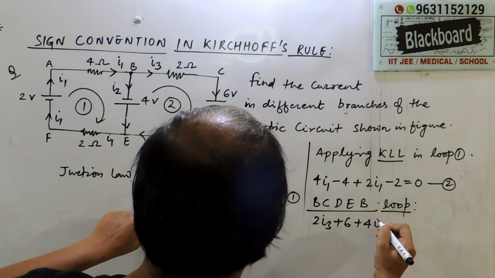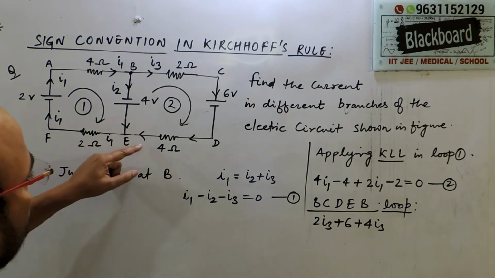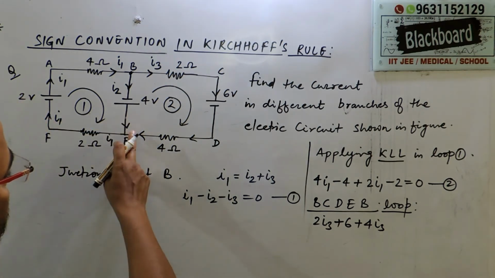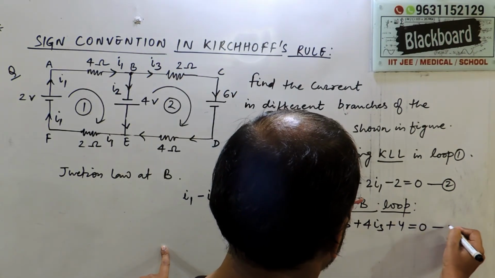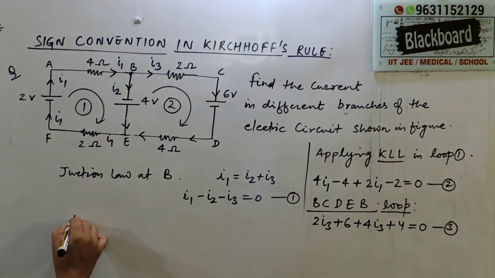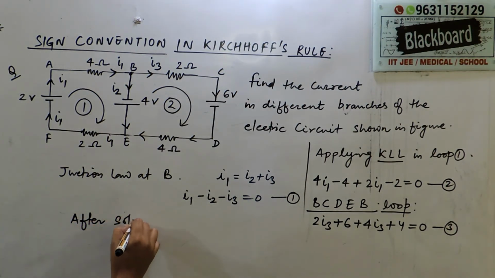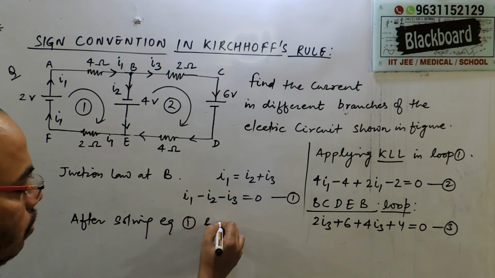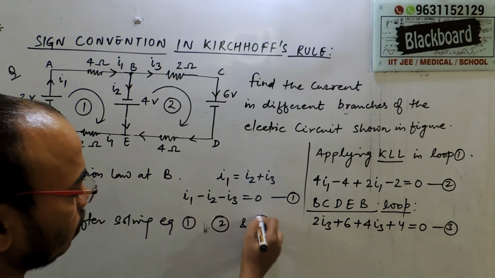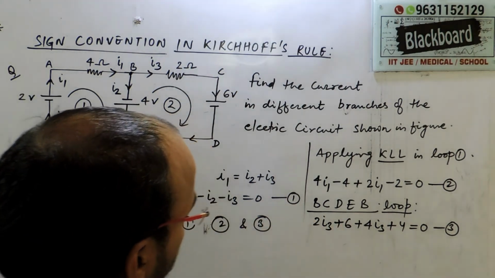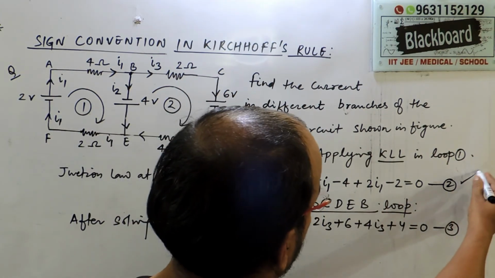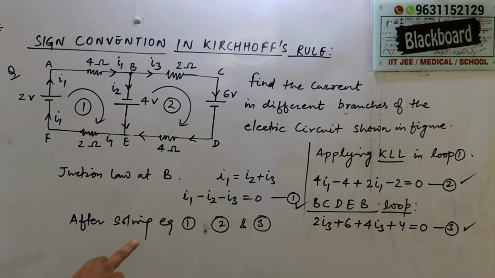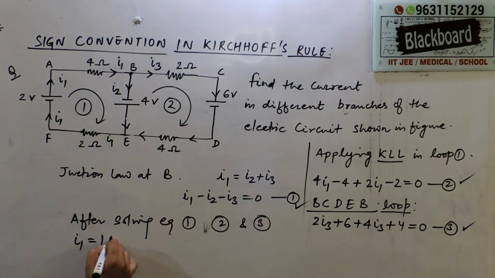Here the current is I3. I3 amount of current is passing through this, and here this is I2. Here in this circuit the current is I2. That means this is 4 volt is equal to 0. This is equation 3. Now after solving equation 1, 2 and 3 we get I1, I2 and I3. Here 3 unknowns I1, I2 and I3 and 3 equations: equation 1, equation 2, equation 3. After solving equations 1, 2 and 3 you will get the value of I1 as 1 ampere.